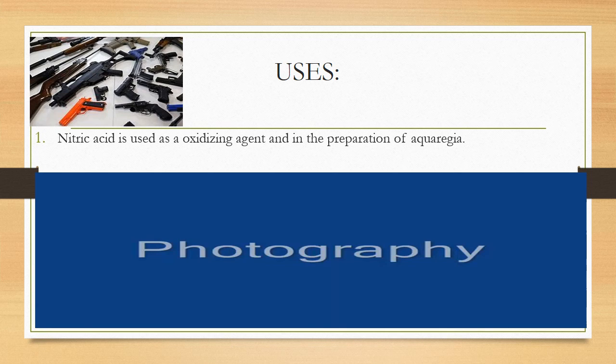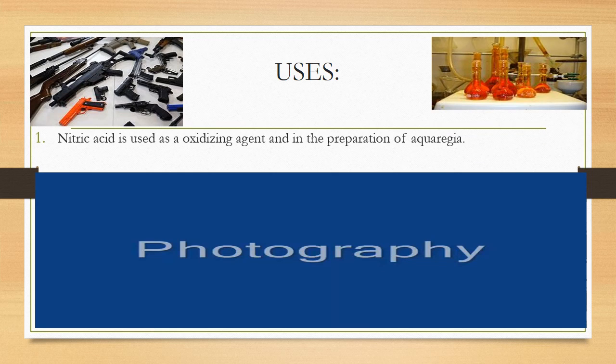Next, about the uses of nitric acid. Nitric acid is used as an oxidizing agent and in the preparation of aqua regia. Aqua regia is a 1:3 mixture, that is 1 part nitric acid and 3 parts hydrochloric acid. That mixture is called aqua regia, and it is used to dissolve gold. Only gold will react with the solution called aqua regia.